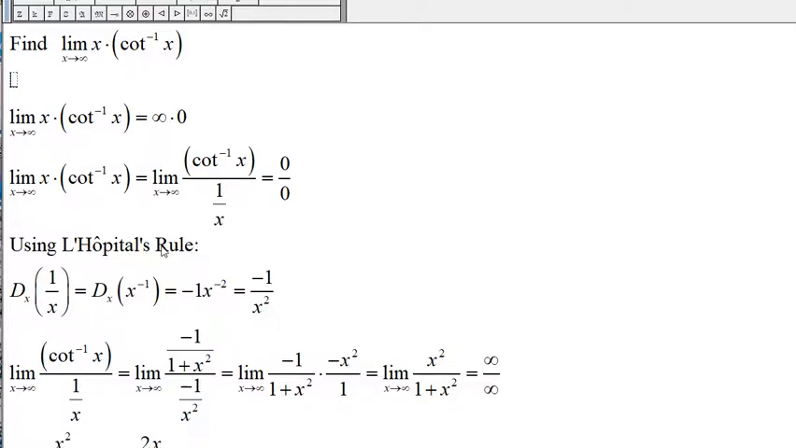And so for L'Hopital's rule, we need the derivative of the numerator and the derivative of the denominator. Derivative of 1 over x: this is x to the negative 1. Derivative of x to the negative 1 is negative 1 times x to the negative 2, which is negative 1 over x squared.